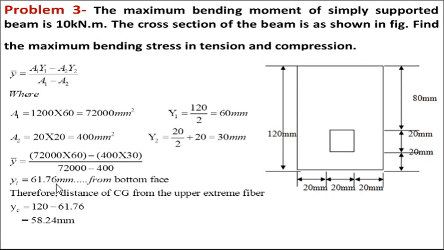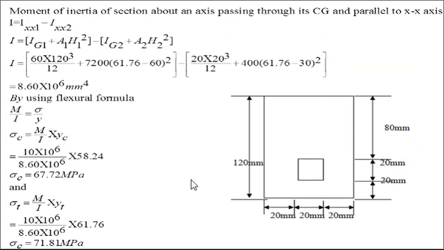you will get y bar, and y bar is 61.76 mm from the bottom. Means from the bottom it is 61.76, and from the top it will be 120 minus this 61.76, and you will get the distance from the top. So from the bottom it is 61.76 and from the top it is 58.24 mm. Okay, so we got y1 and y2.